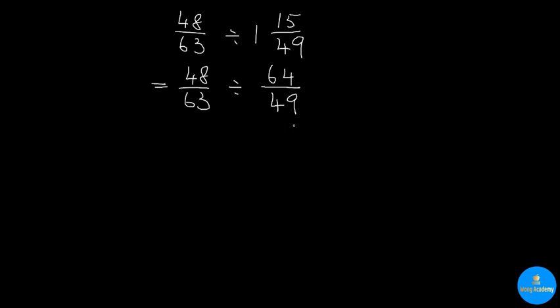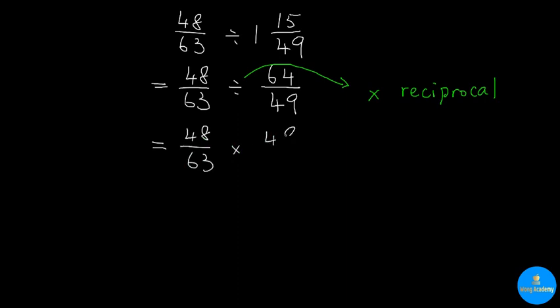To divide by a fraction, we need to turn this division into multiplication of the reciprocal. Reciprocal means that you flip the numerator and denominator. So here we will get 48 over 63 multiplied by 49 over 64. If we started with multiplication, then we don't need to do the reciprocal.